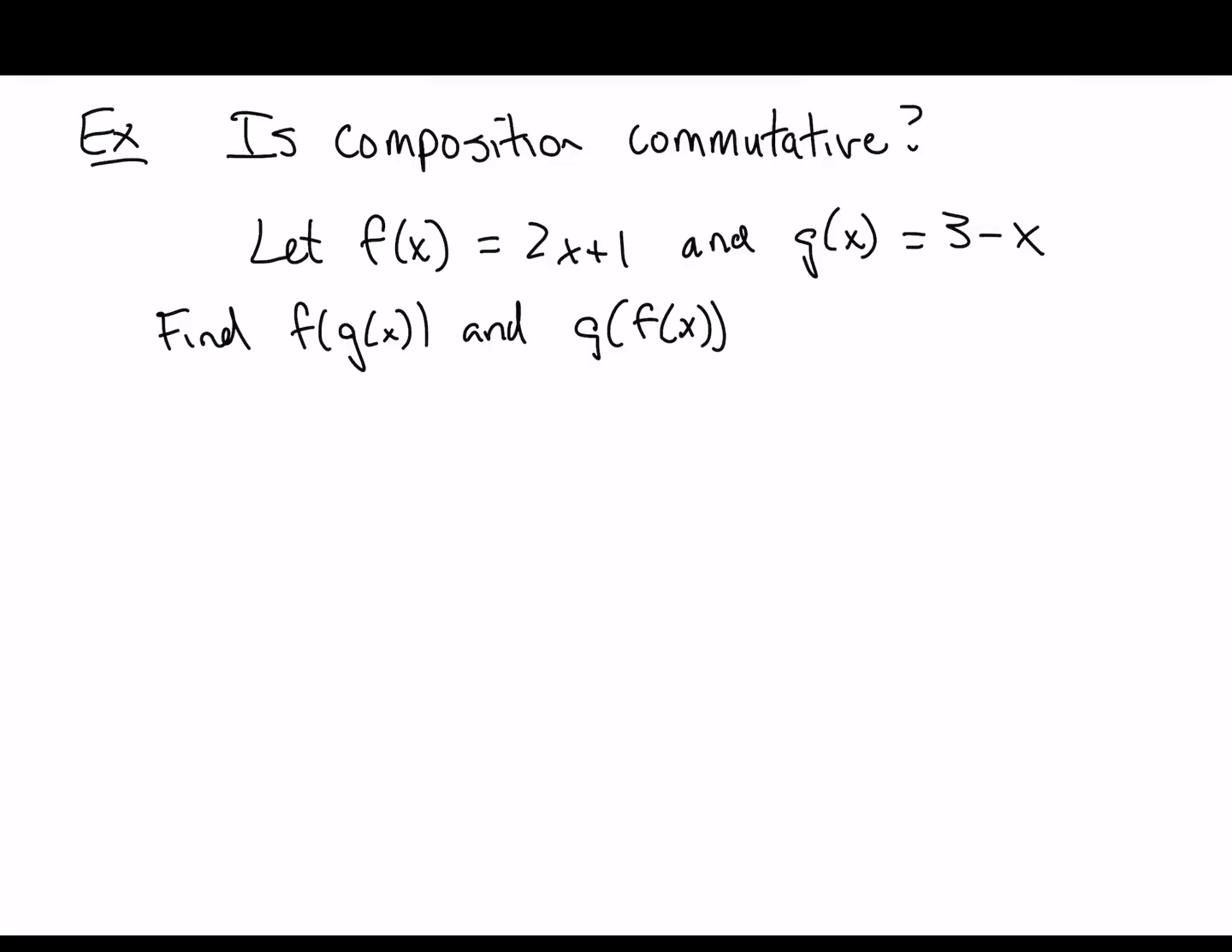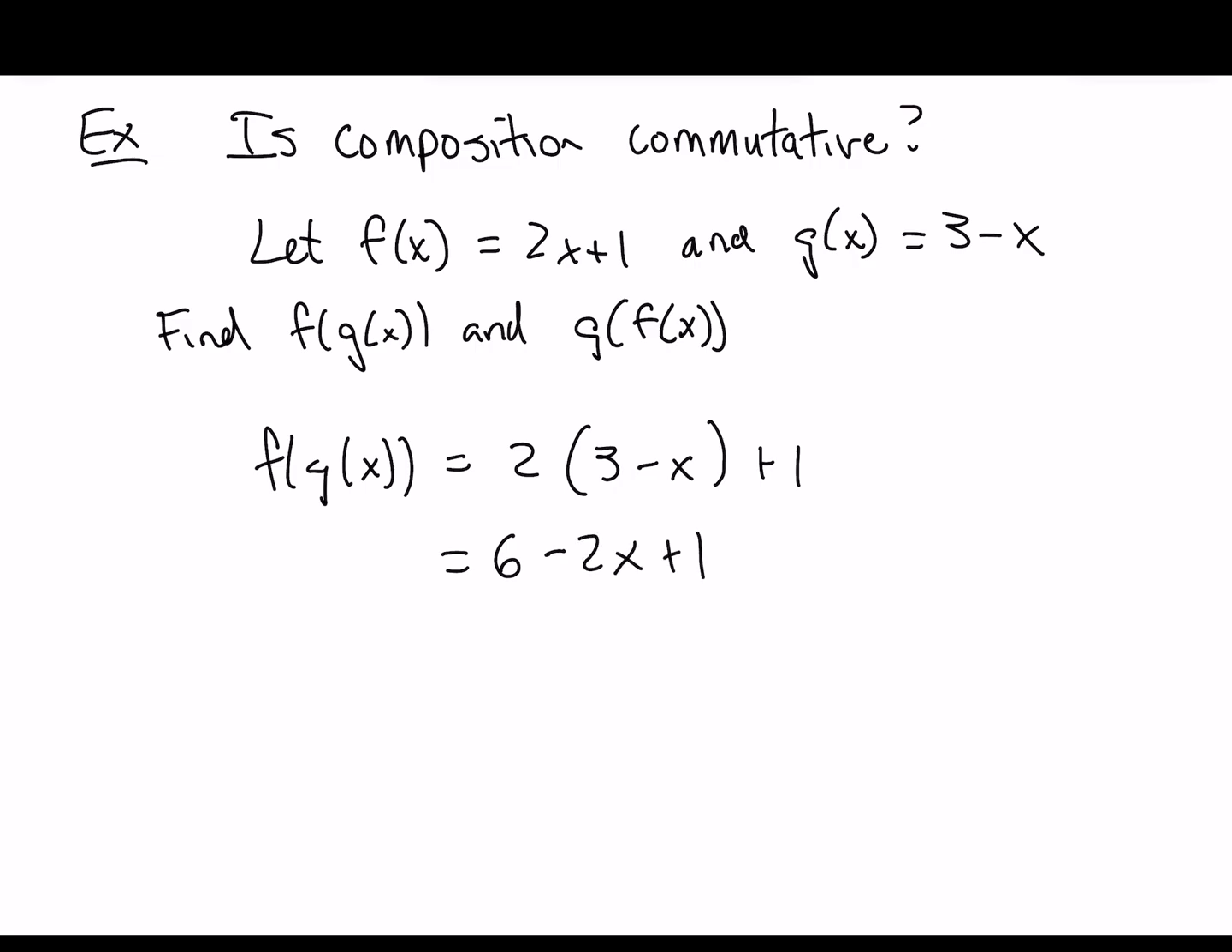So, is composition of functions commutative? Well, let's let f of x equal 2x plus 1 and g of x equal 3 minus x. Let's find f of g of x and g of f of x. So f composed with g is the first one we want to find. So how do we do that? Well, f composed with g of x is equal to 2 times, and we'll plug in the value of g of x, which is 3 minus x, plus 1. 2 times 3 is 6, and 2 times negative x is minus 2x. Then we have the plus 1, which we can simplify to be negative 2x plus 7.